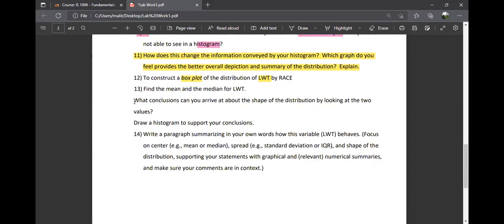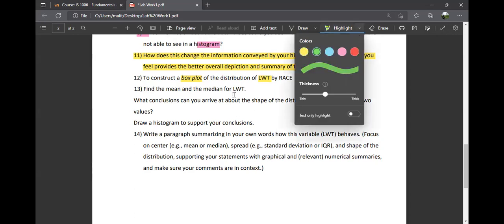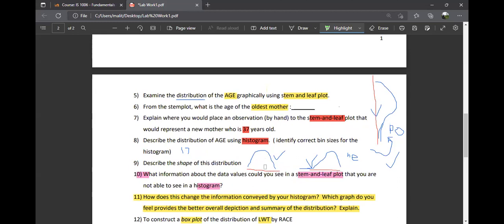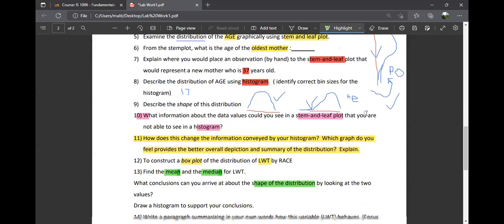That is a good one. So what conclusions can you arrive at about the shape of the distribution by looking at these two values, the median and the mean? You have to tell about the shape of the distribution, whether it's symmetric, negative skew, or positive skew. How to say that?